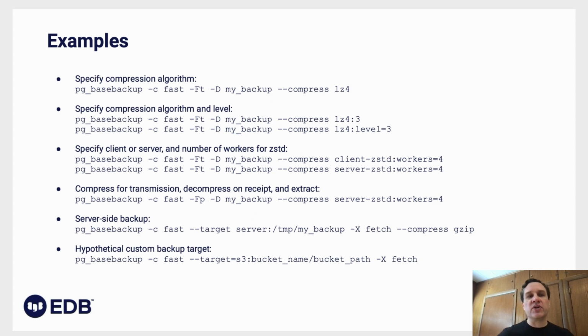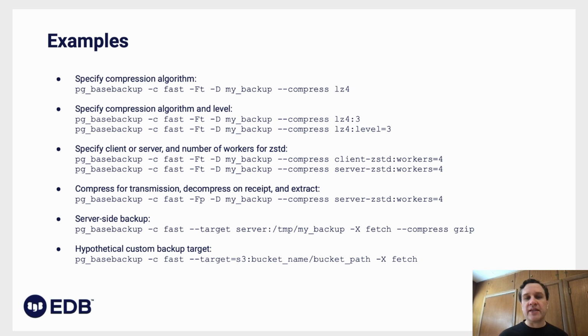Then the next example here shows how we can do a backup on the server side using a backup target. So here I remove the format option from the command line, and I also have to remove the output directory option, so no -D my backup in this case. And I do also need to set the wall method to something other than the default of stream. So here I've supplied -X fetch.